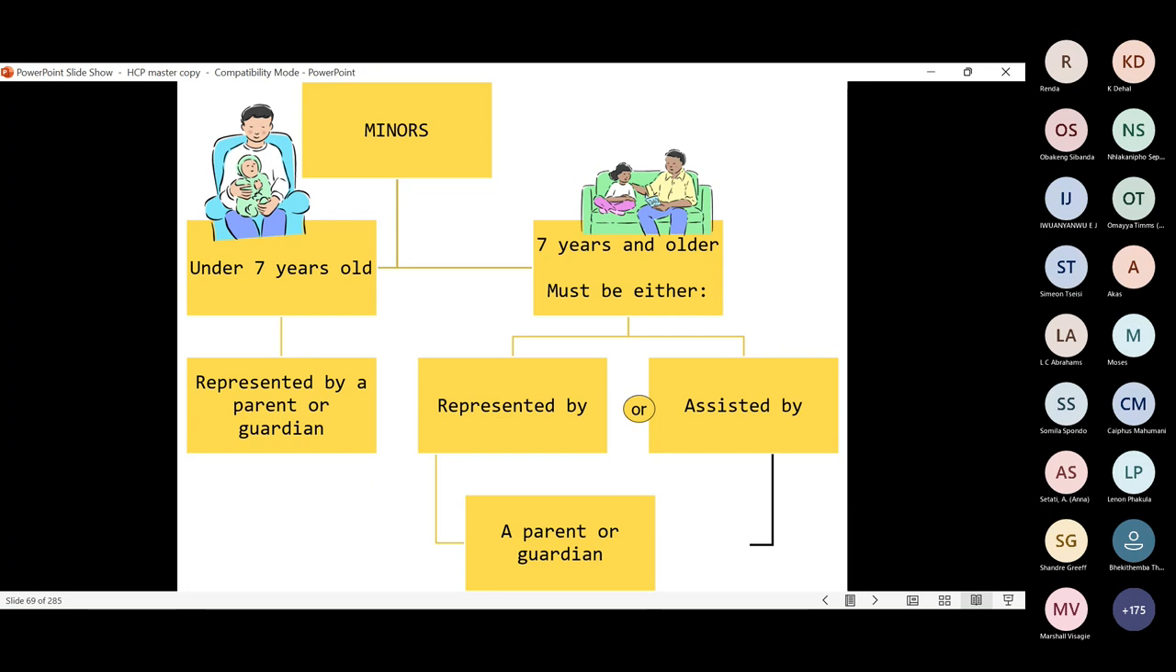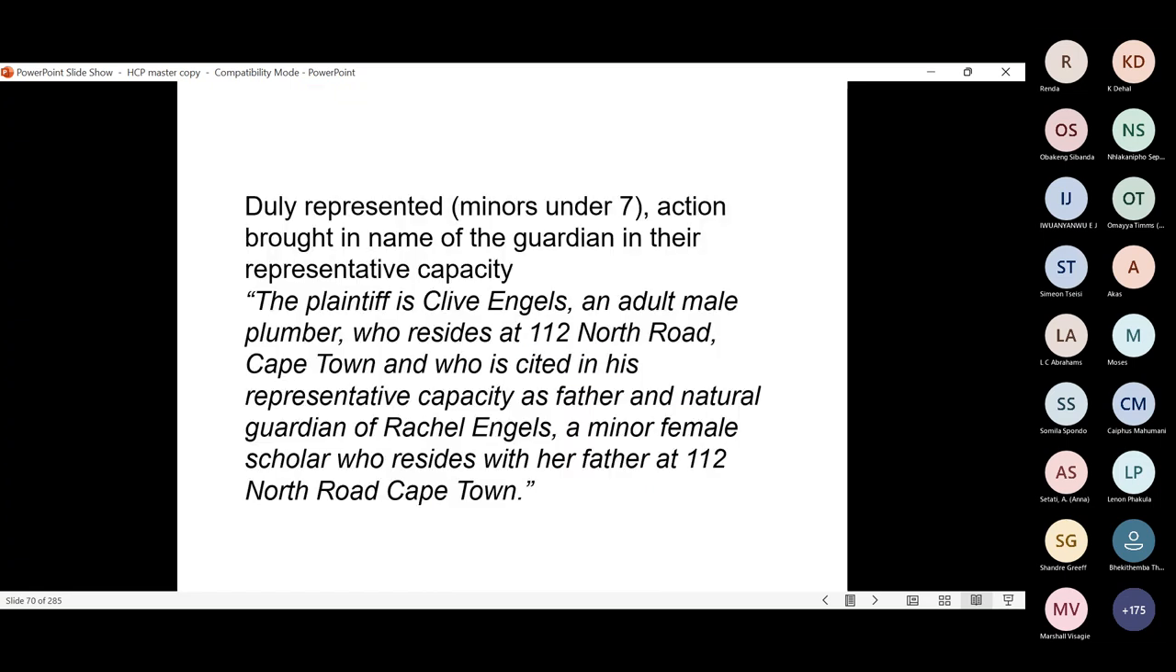Okay, so if somebody comes to you and wants to sue on behalf of a child, just remember that. When you cite the parties, that is when you describe the parties, usually in the first paragraph, you cite the plaintiff. If a minor is under the age of 7, the parent or the guardian is the plaintiff. That is how you would do it. The plaintiff is Clive Ingalls, an adult male plumber who resides at 112 North Road, Cape Town, and who is cited in his representative capacity as father and natural guardian of Rachel Ingalls, a minor female scholar who resides with the father at 112 North Road, Cape Town.